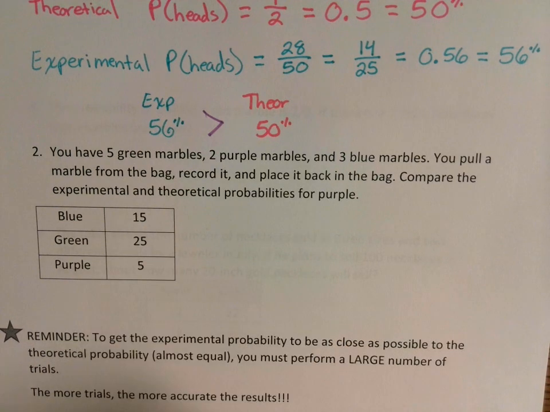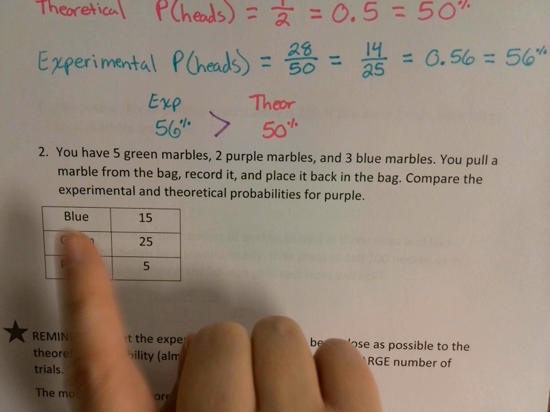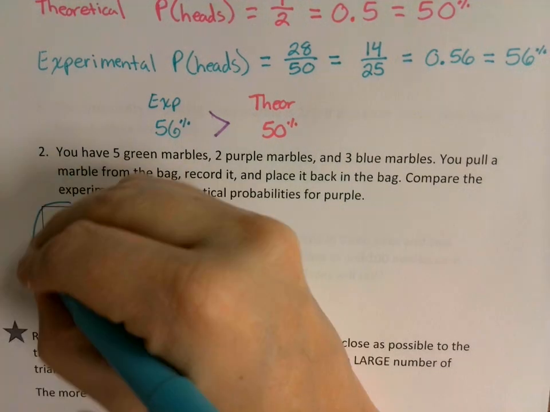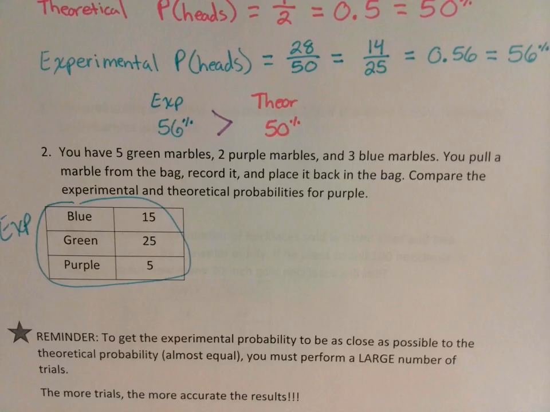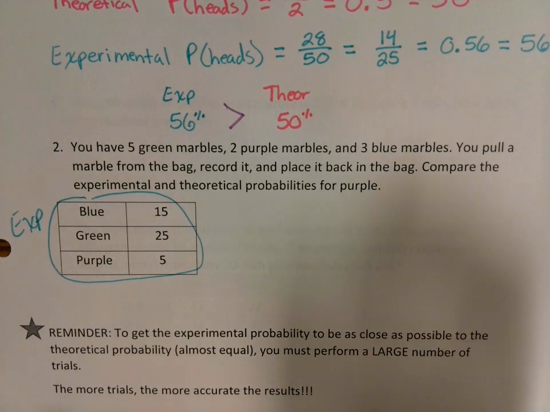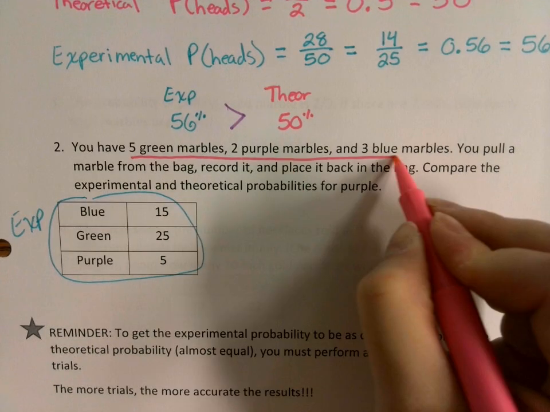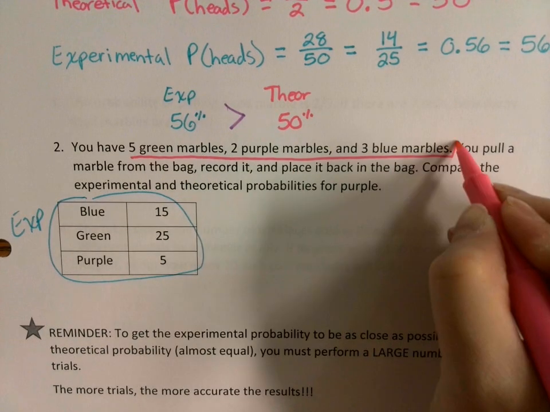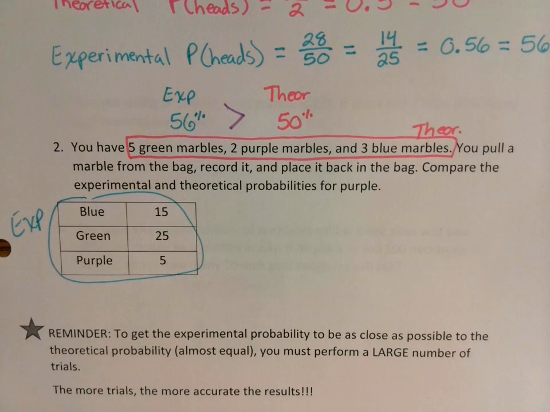This right here being results of your experiment, this is going to represent your experimental probability. I'm going to put EXP right here. Our theoretical probability is based off of what do we have? We have 5 green marbles, 2 purple marbles, and 3 blue marbles. This is going to be how we create our theoretical. Okay, before we start pulling marbles out of the bag, we have to know which marbles we have and how many of each color.